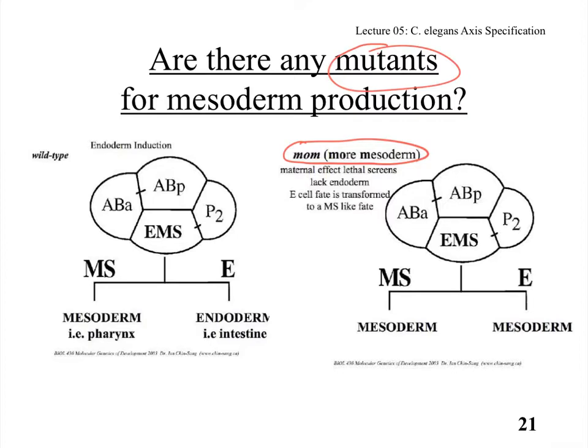And so the mom mutants still have the same names of their cells, but notice that on the bottom here, the E cell produces mesoderm fate instead. And so mom itself stands for MO for more, and then the M for mesoderm, so mom. And you should definitely remember the names of these mutants as well as the fate changes.